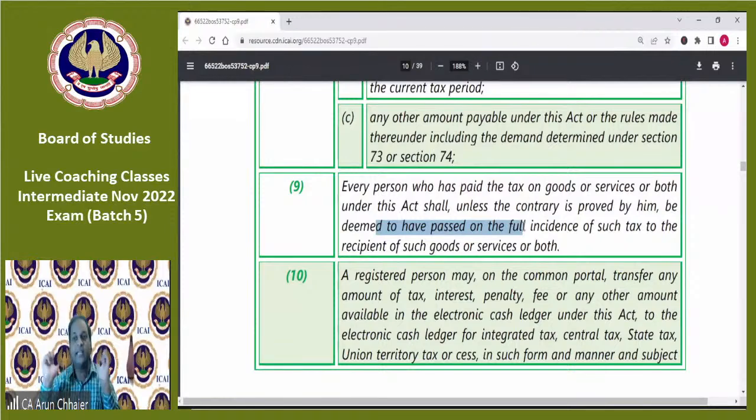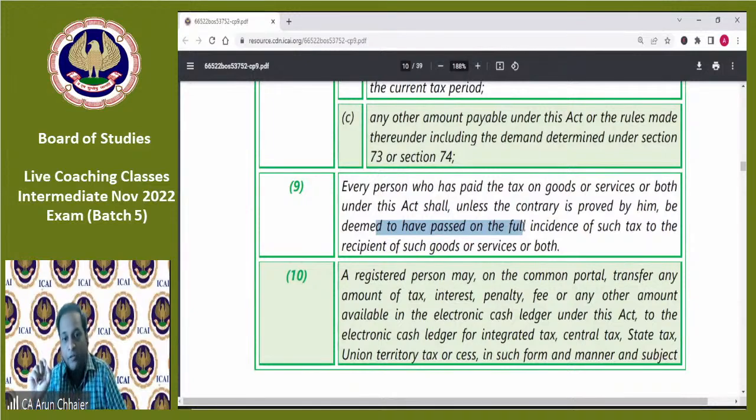It is mandatory in the refund that the incidence of the tax has not been passed to the recipient. See, if I have paid extra tax from my own pocket, then only should I be eligible for a refund. So I have collected a total of 18 from you, and now I am claiming 6% from the government. That is incorrect.